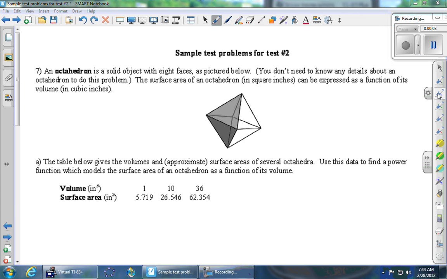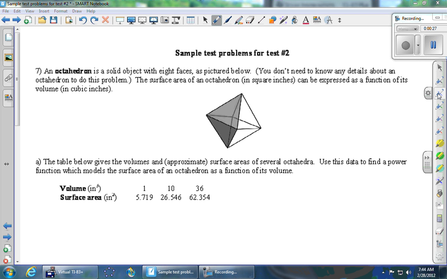This is problem number 7 on the sample test problems for test number 2. An octahedron is a solid object with 8 faces as pictured below. You don't need to know any details about an octahedron to do this problem. The surface area of an octahedron in square inches can be expressed as a function of its volume in cubic inches. A. The table below gives the volumes and approximate surface areas of several octahedra.